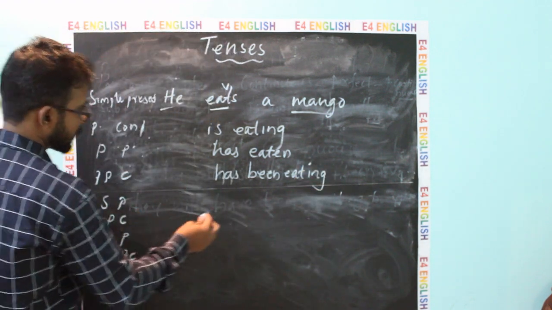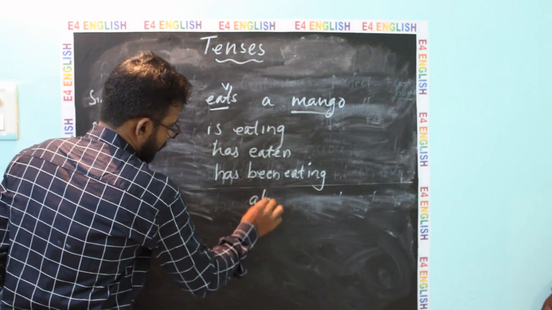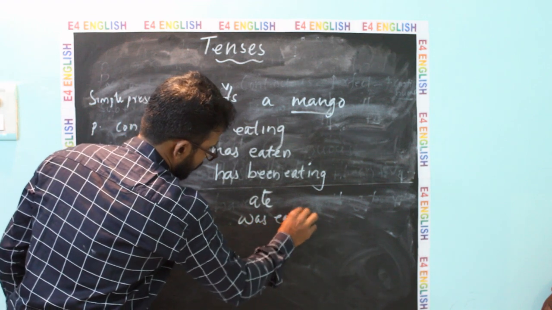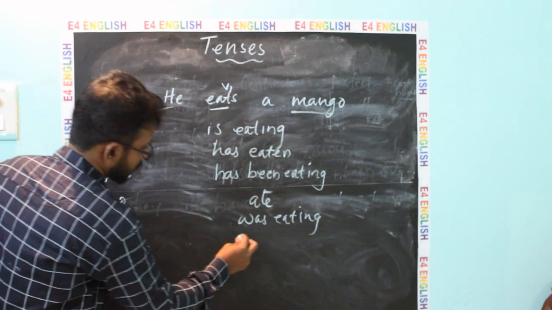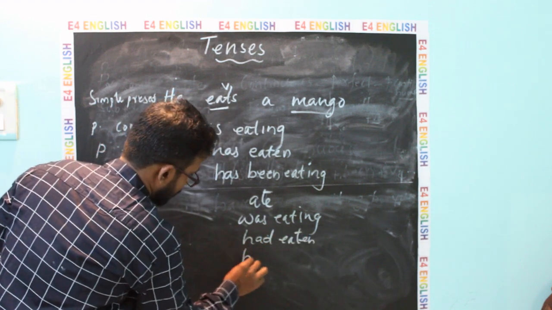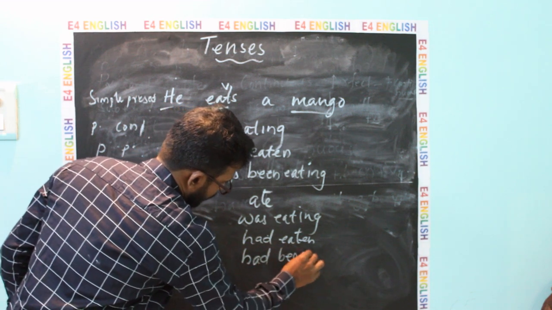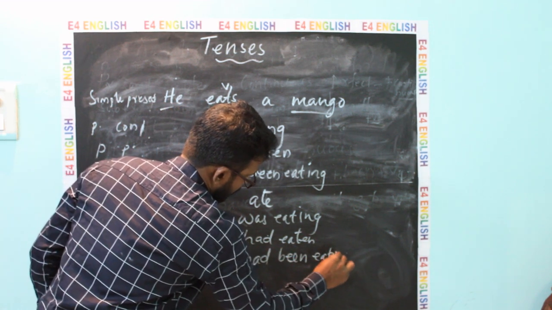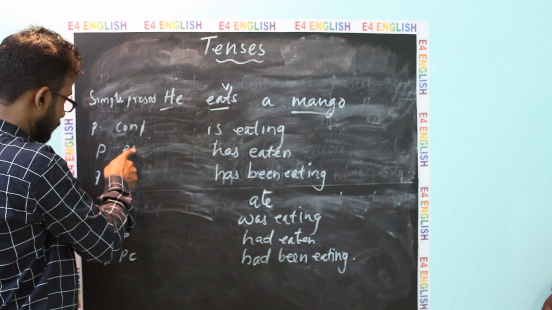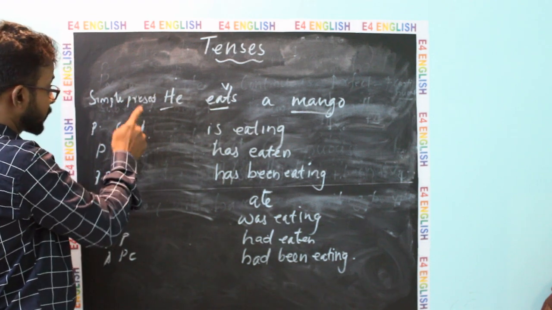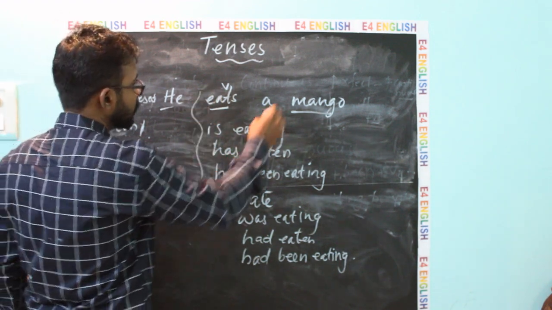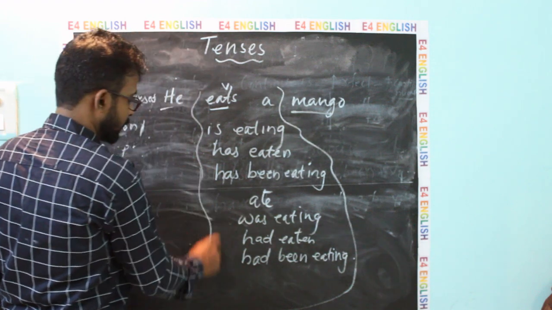Then simple past: ate. Past continuous: was eating. Then past perfect: had eaten. Past perfect continuous: had been eating. Like that, simple future, future continuous, future perfect, and future perfect continuous you are supposed to write. And this is the way you are supposed to master the 12 tenses.